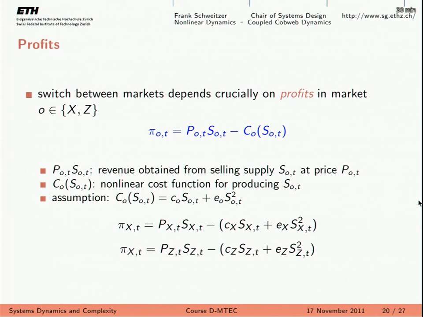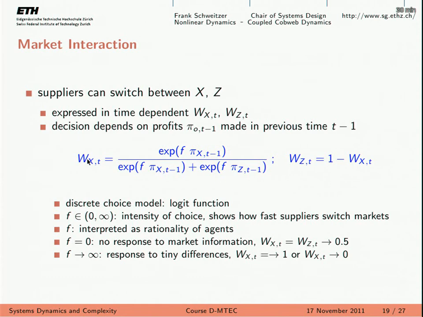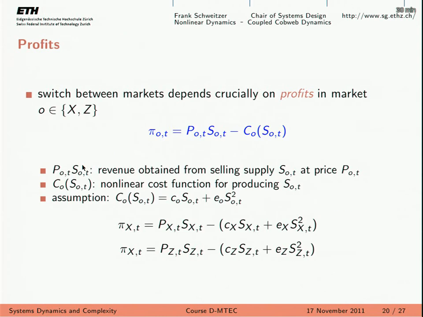Exactly. The prices are coupled. We know that the prices are coupled through the W. The W is this one. The prices are coupled, and so the profits are coupled, which means that the profits in market X influence somehow the profits in market Z, and vice versa. And how exactly they influence each other obviously depends on the parameters.